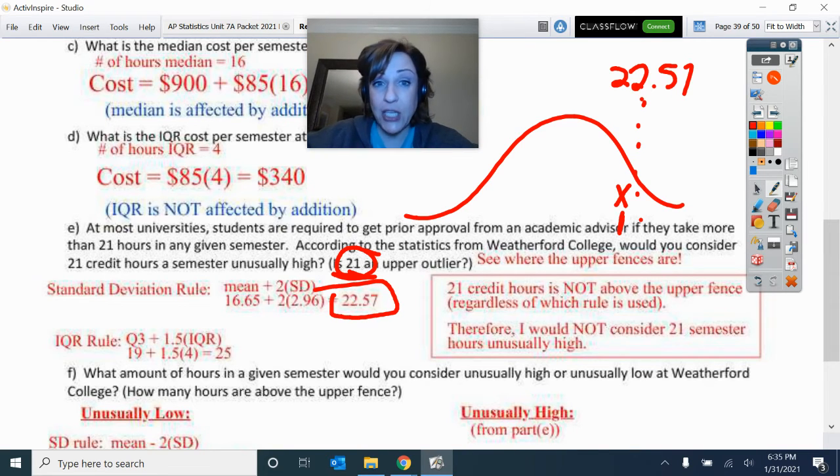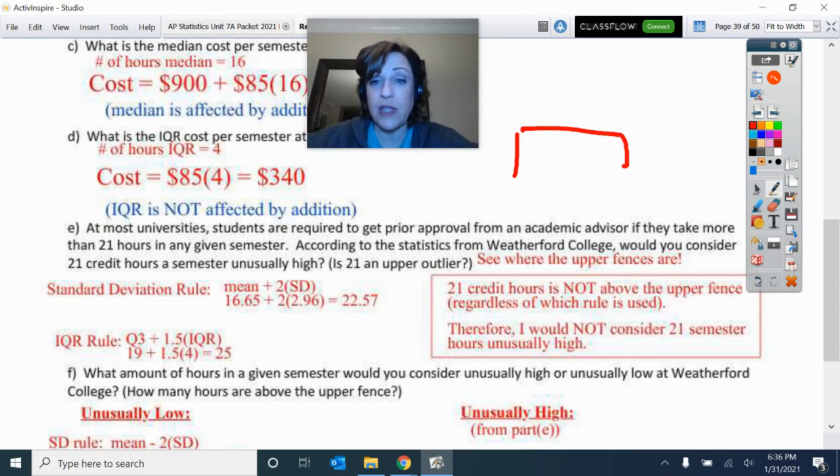Okay, now the IQR rule. It was a different rule. We remember that it is Q3 plus 1.5 times the IQR. Once we fill that in, that would put the fence at 25. We would usually do that if we were on a box plot. So if this fence is at 25, then anything past that is going to be an outlier.